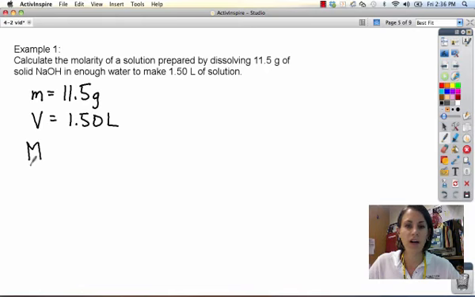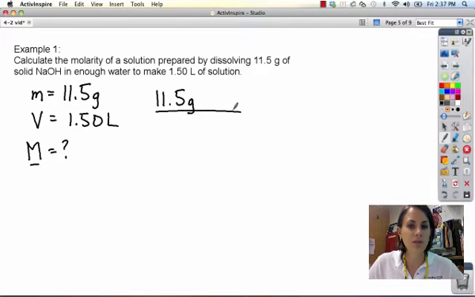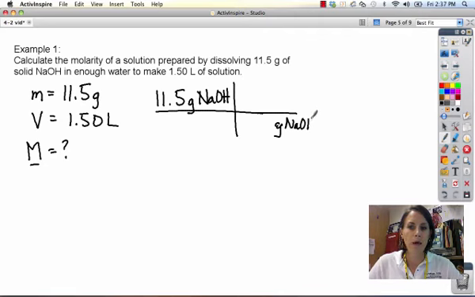So 11.5 grams, let's convert that into moles, and we're going to use molar mass here. Molar mass of sodium hydroxide is 40.00 grams. That's going to go on the bottom, and 1 mole is going to go on the top. When I divide these two, I get 0.288 moles of sodium hydroxide.